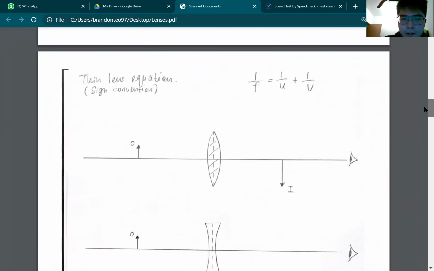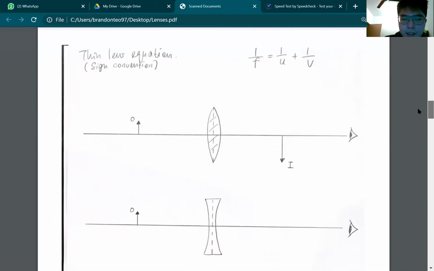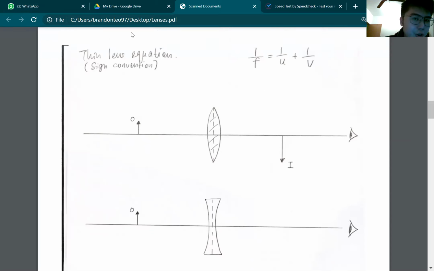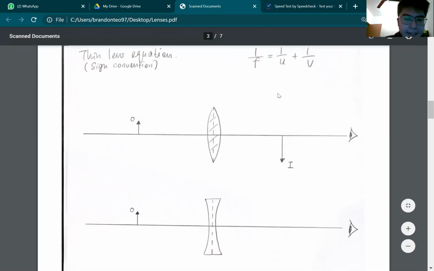Okay, now, the next one is, we have talked about the principal focus. We have talked about how to draw the ray diagram of a lens. And now we go to the lens equation.